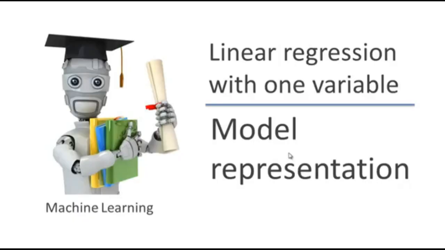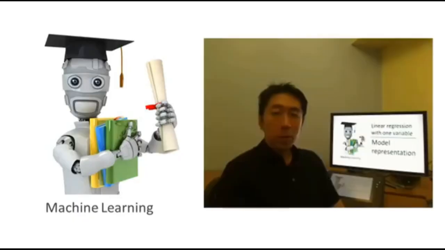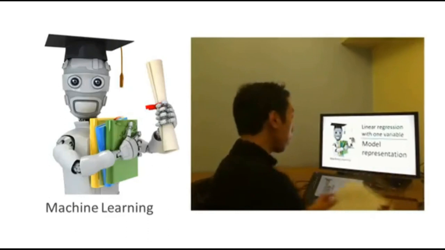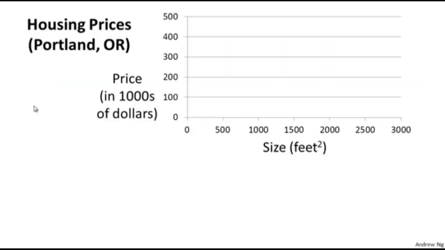First learning algorithm will be linear regression. In this video, you see what the model looks like, and more importantly, you also see what the overall process of supervised learning looks like. Let's use our motivating example of predicting housing prices.